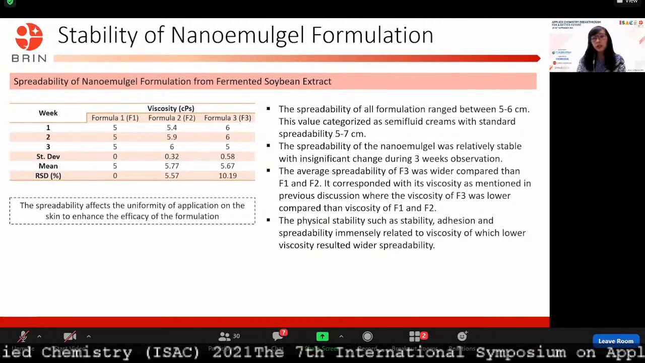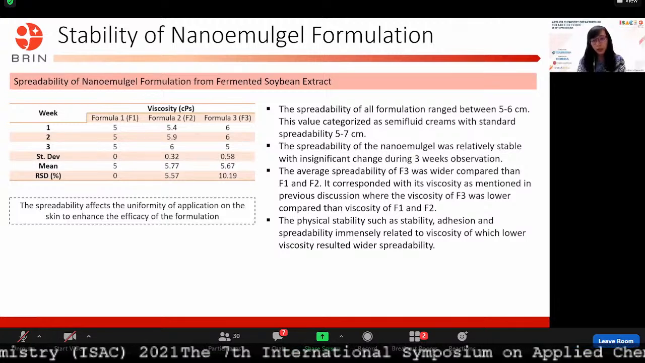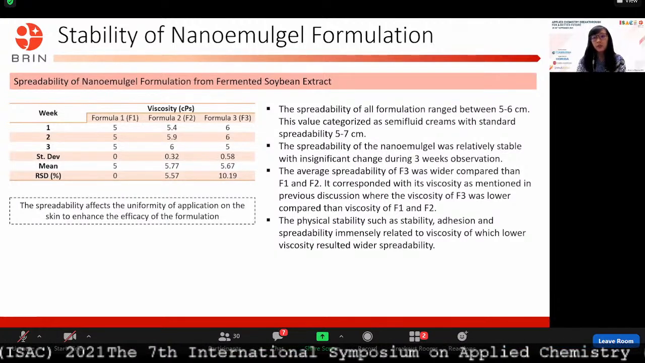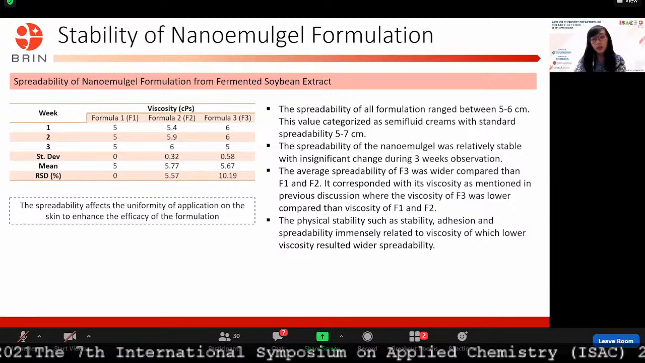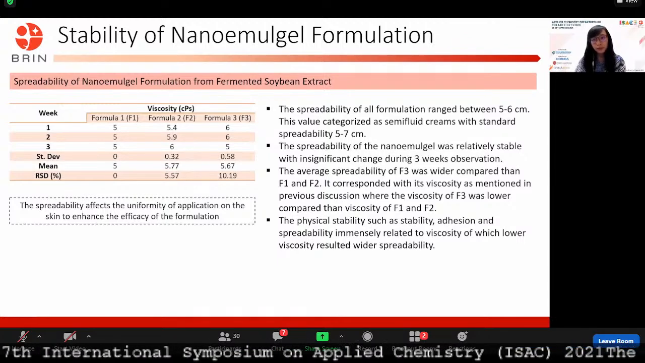The physical stability, such as stability, adhesion, and spreadability, is immensely related to the viscosity, where lower viscosity results in wider spreadability.